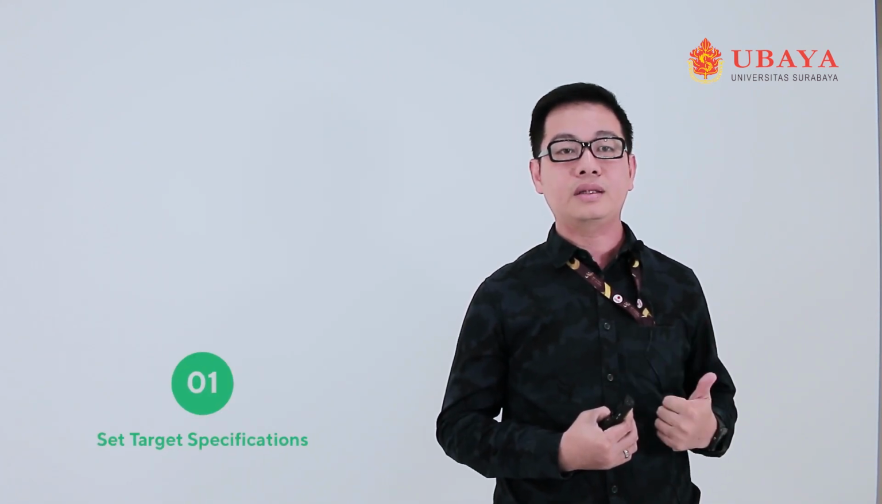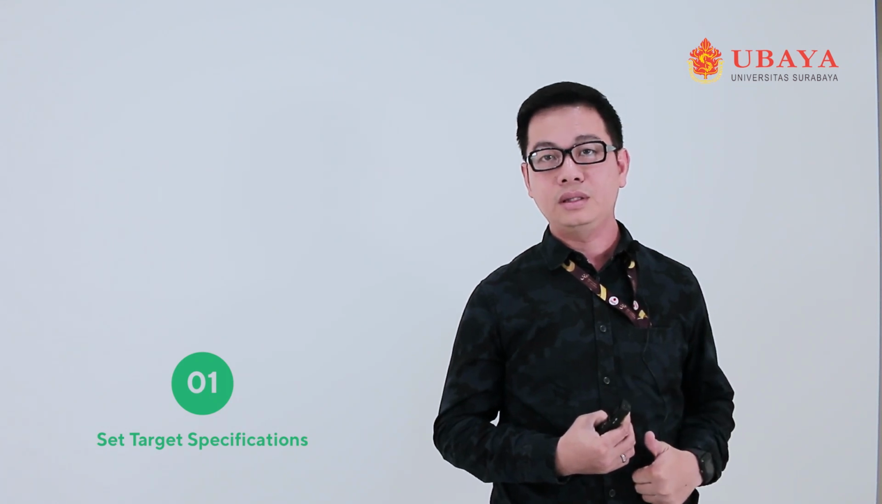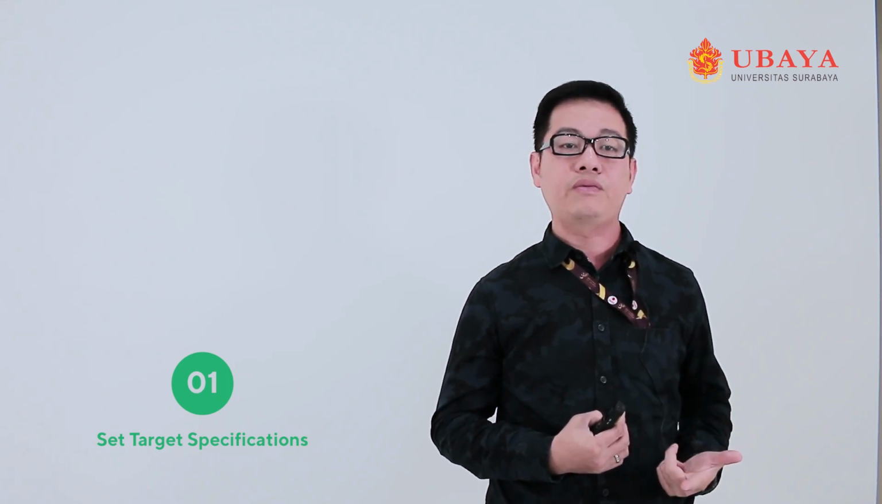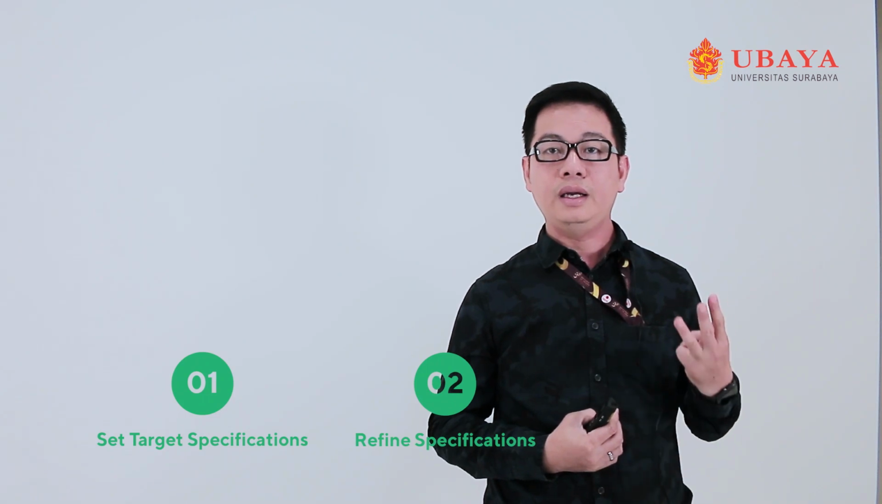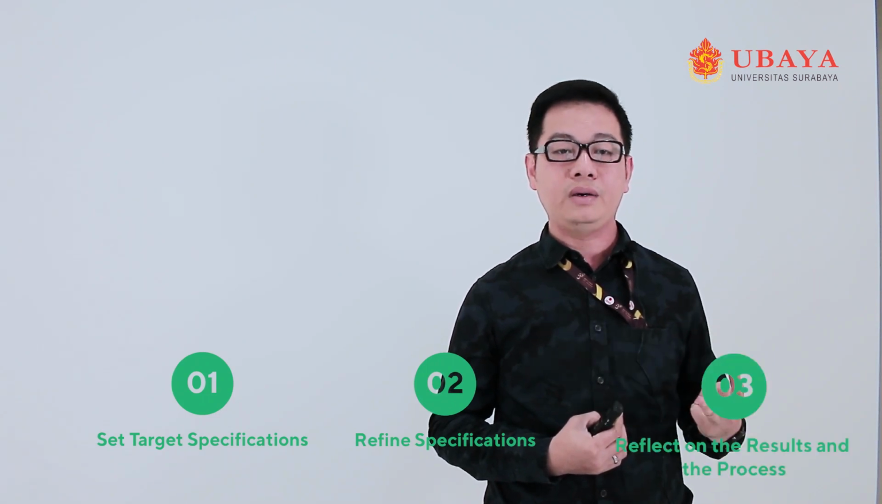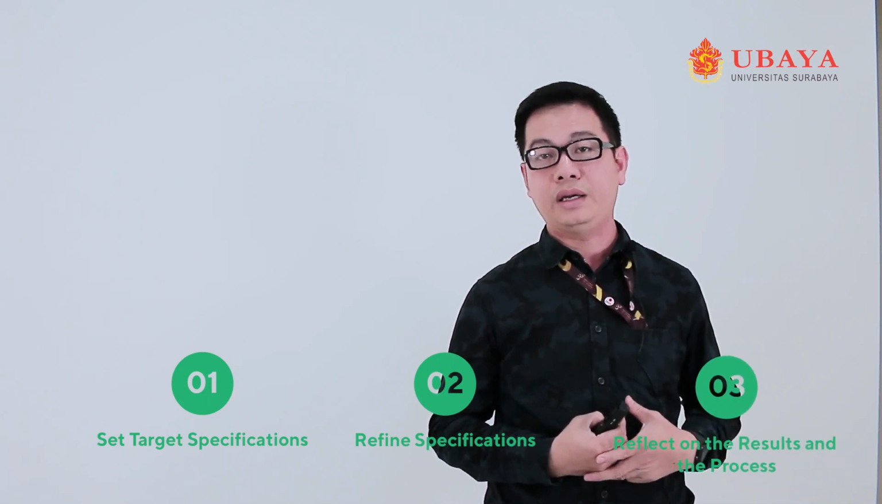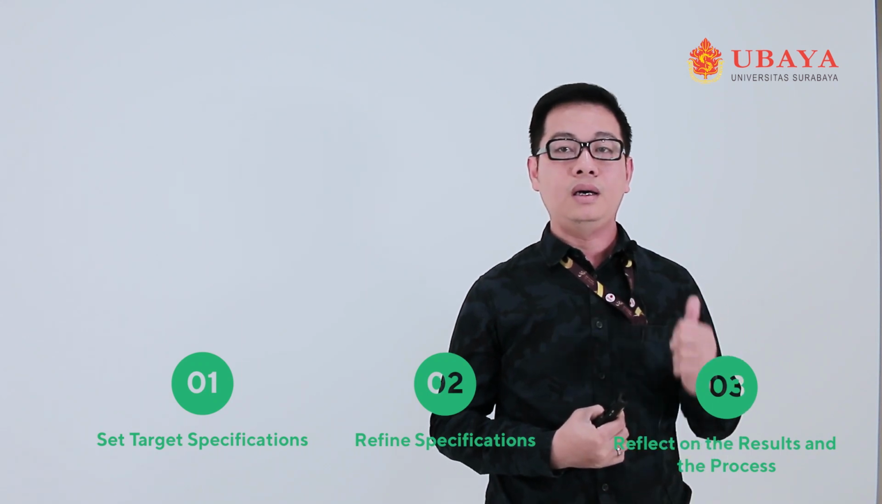And for the product specs process, we have 3 steps. The first one is how to set the target specifications. The second is to refine the specifications. And the third one is to reflect on the result and the process. So I'll try to elaborate very briefly on the difference among the 3 processes.